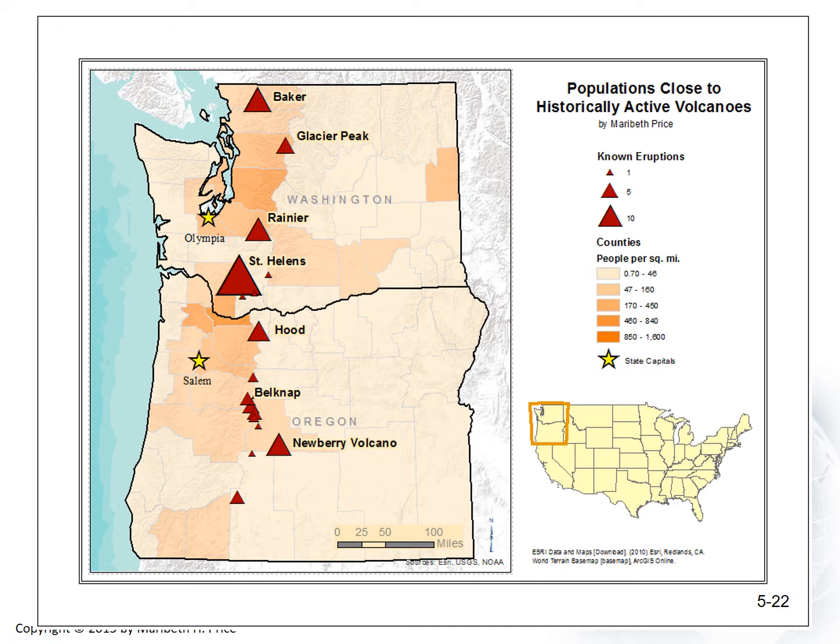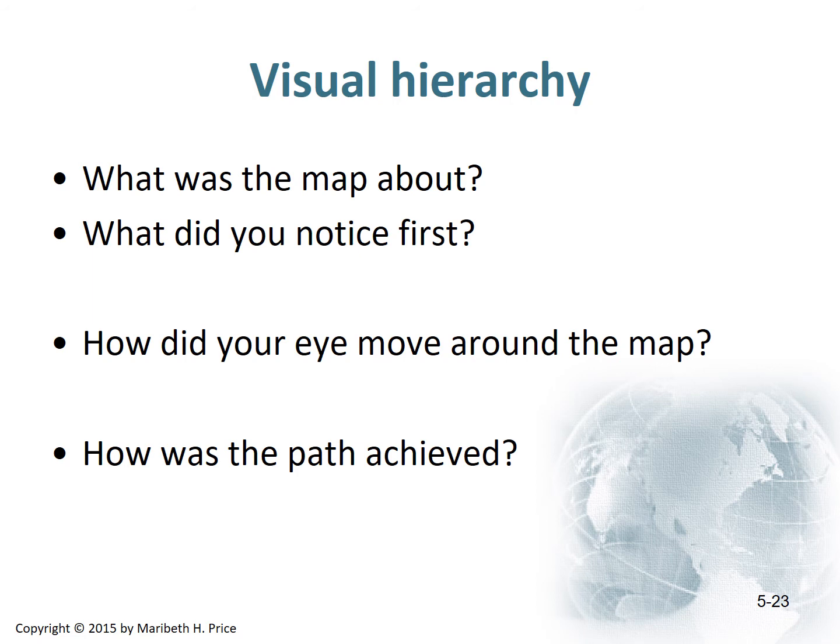Take a look at the map, check it out, see what you think. So what was the map about? What was the first thing you noticed? How did your eyes move around the map? What got your attention? If we did the visual hierarchy right, you would have figured out what the map was about, and whatever it was about should have been the first thing you saw, and you should have looked at that pattern and how it evolved across the map, and it should have led you in a direction that highlighted other information on the map that could be useful in understanding what was going on.